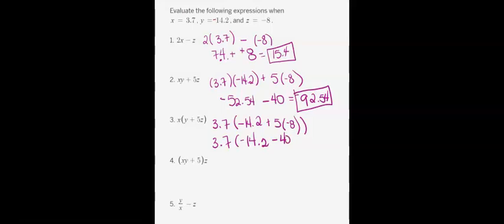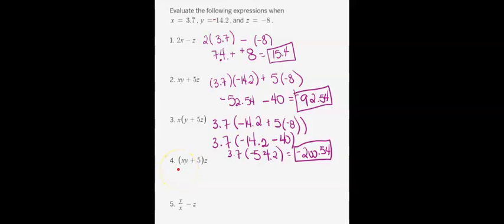So I can either distribute the 3.7 to everything, or I can simplify what's in parentheses first. I think I'm going to do it that way, so I'm going to end up getting 3.7 times negative 54.2, because I add them together and keep their sign, 54.2. And then 3.7 times negative 54.2 ends up being negative 200.54.